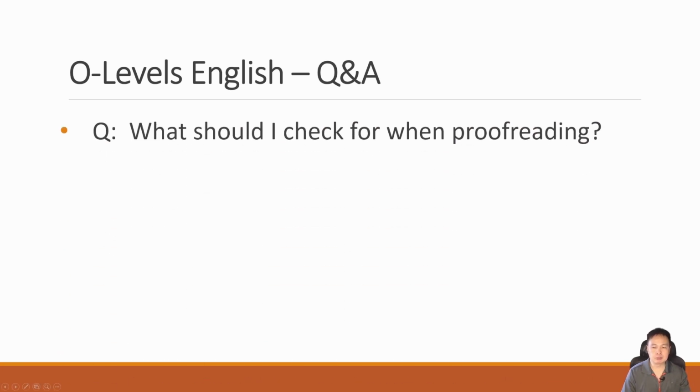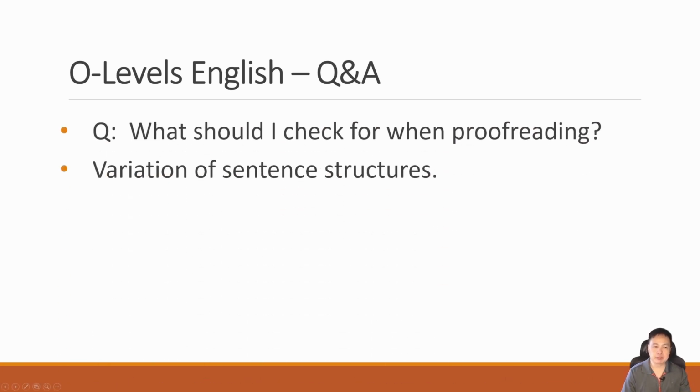What should I check for when proofreading? You want to check whether you have a variation of sentence structures. A lot of times, I don't know why, especially for situational writing, students like to just use the word also, right? Then they don't have to think of transitional devices. Instead of saying, in addition, I have this, they tend to write, I can also.